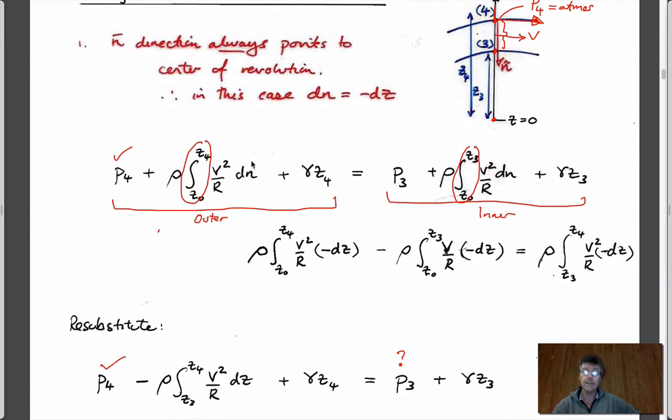I guess the other thing that I didn't mention is that this integral is in the direction n, which is always pointing into the center of the radius. And so in this particular case, positive z is upwards. And so a change in z is equal to minus a change in n, and hence this term here becomes this term here, and becomes this term here. And this negative sign is a result of that.